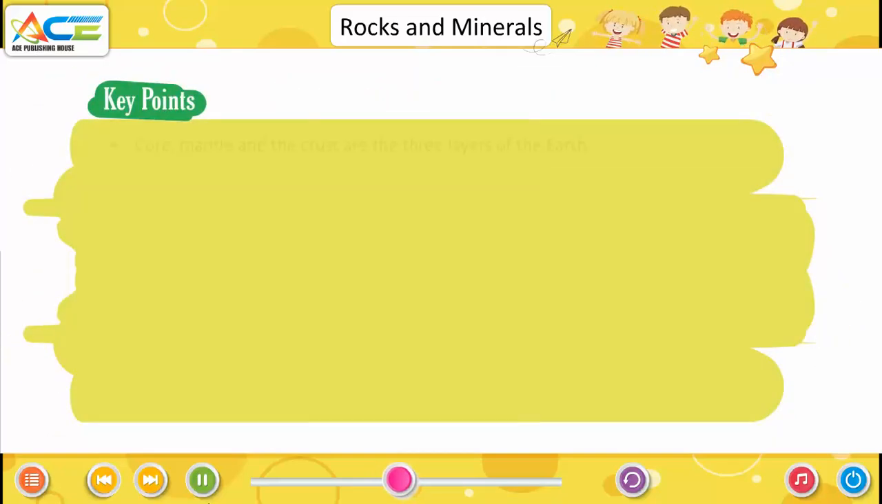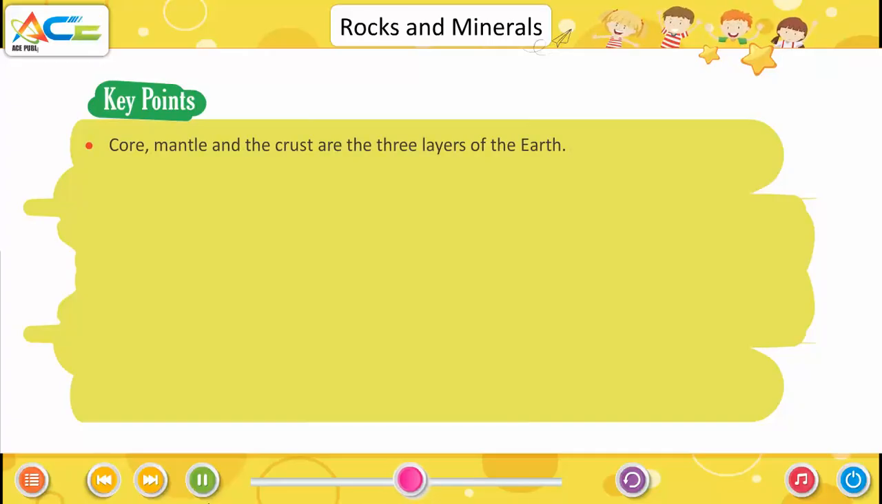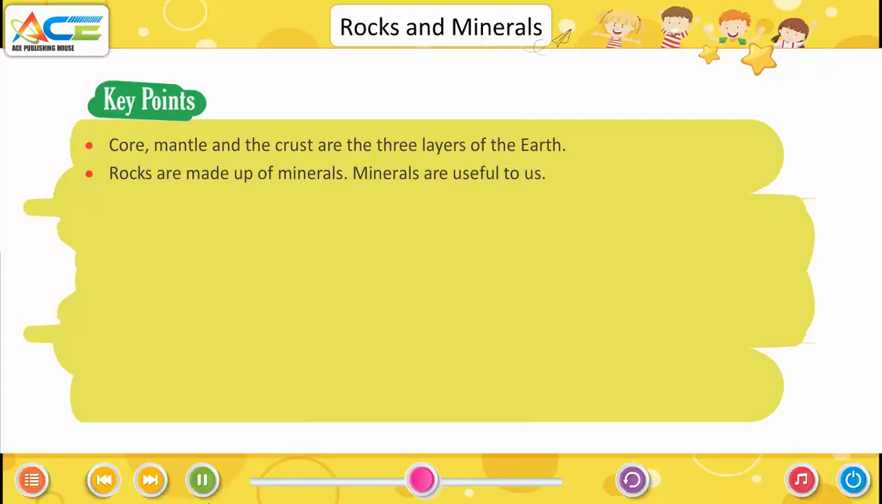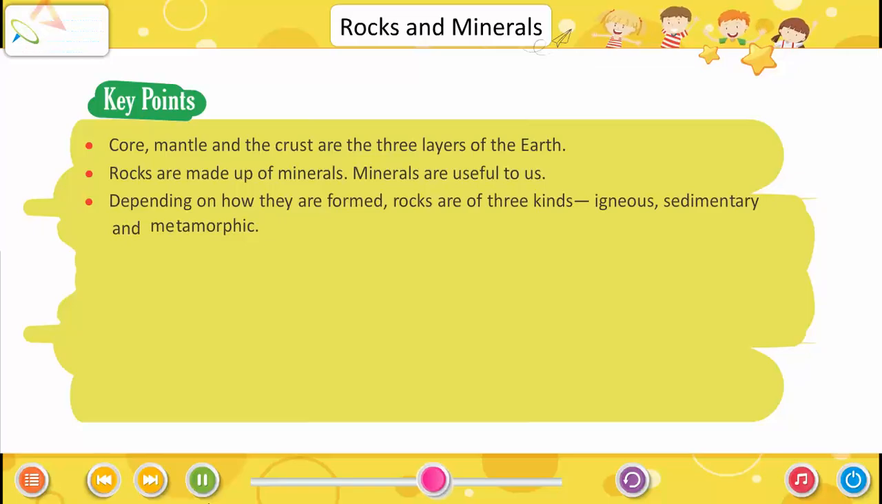Key points. Core, mantle and crust are the three layers of the earth. Rocks are made up of minerals. Minerals are useful to us. Depending on how they are formed, rocks are of three kinds: igneous, sedimentary and metamorphic.